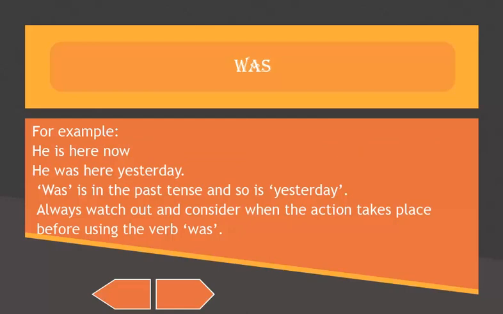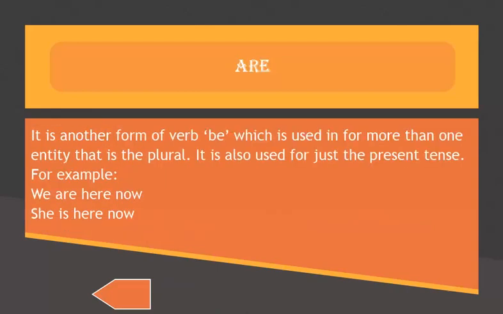Was is in the past tense and so is yesterday. Always watch out and consider when the action takes place before using the verb was. Are. It is another form of verb be, which is used for more than one entity, that is the plural. It is also used for just the present tense.